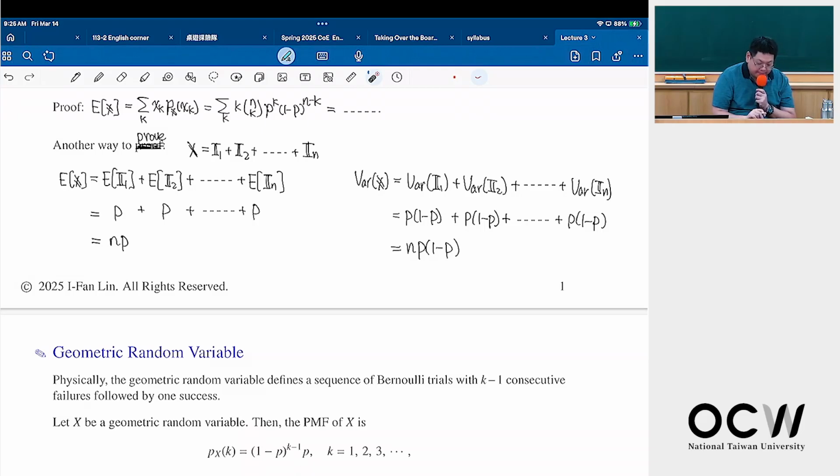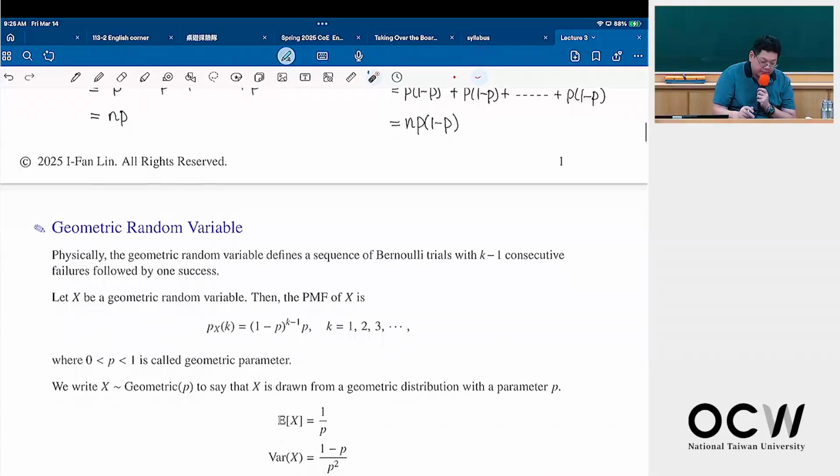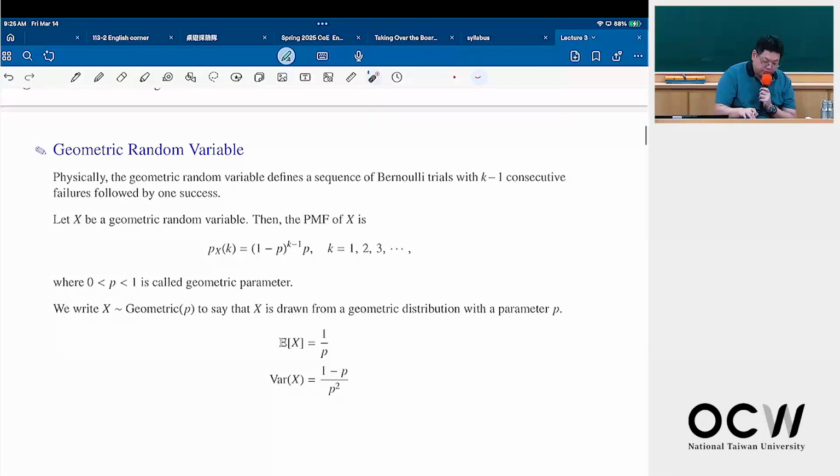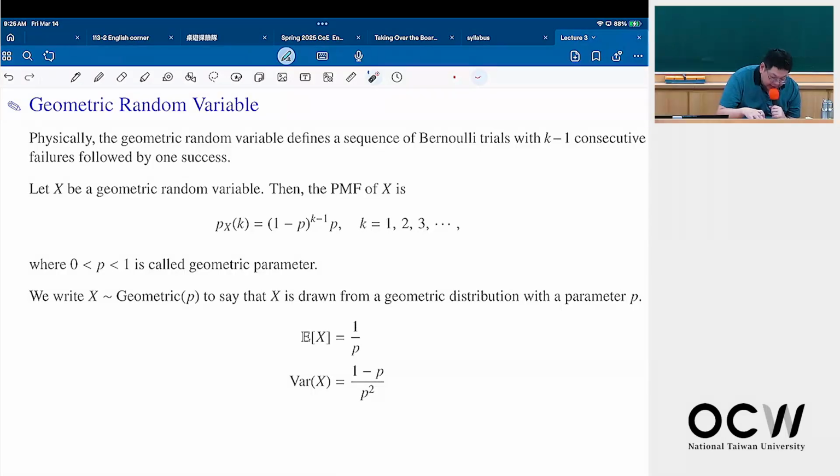And p is called the geometric parameter. And we also write geometric p to say that x is drawn from a geometric distribution with a parameter p. And the expectation is 1 over p. Variance is 1 over p, or 1 minus p over p squared. Let's prove this. The expectation.